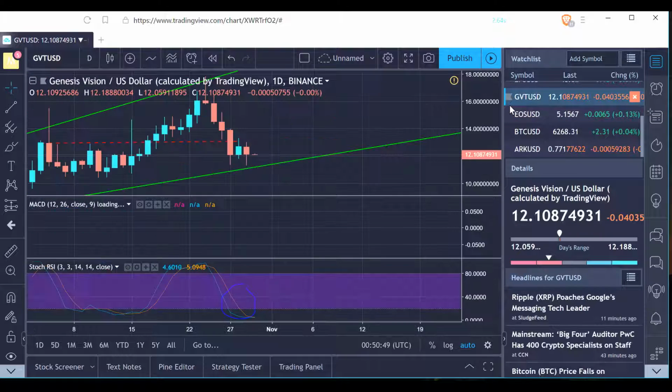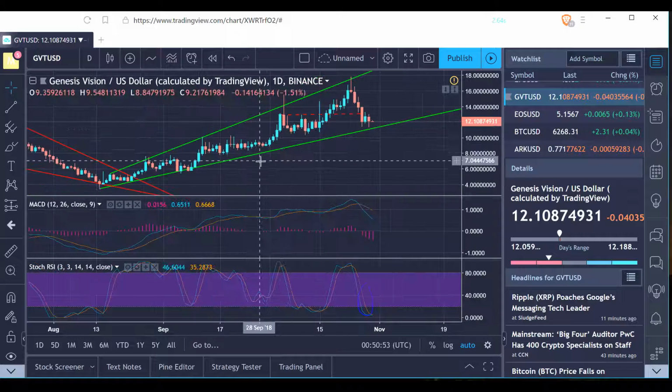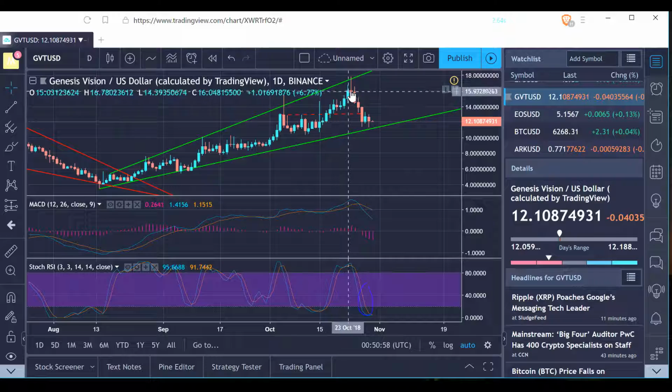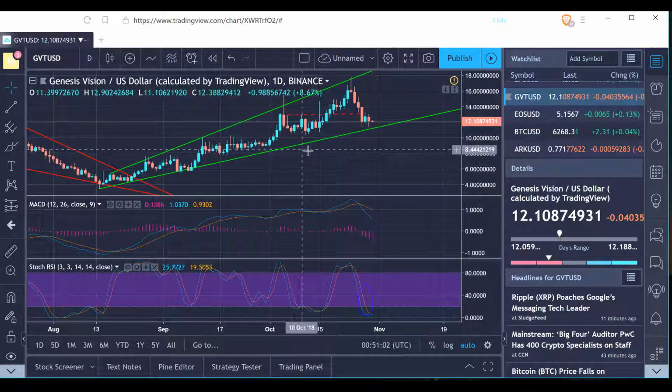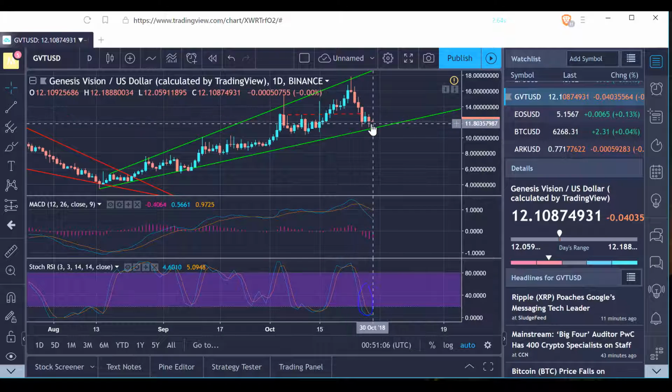So the first one is Genesis Vision, GVT. This one is one I made a video on that I've been absolutely proud of, because this is what you want a bull market to look like. This is our trend lines. This is our level of resistance, level of support. Even though everything's been taken off on this, as you can see, we're finding support right here where we're supposed to be.